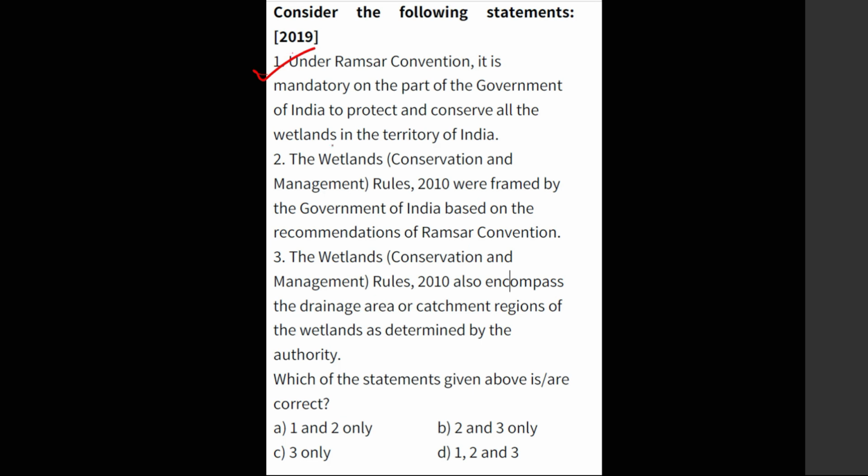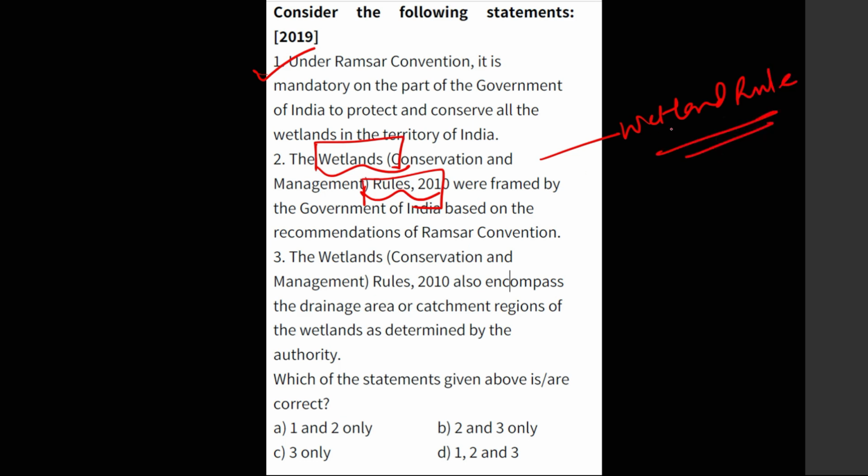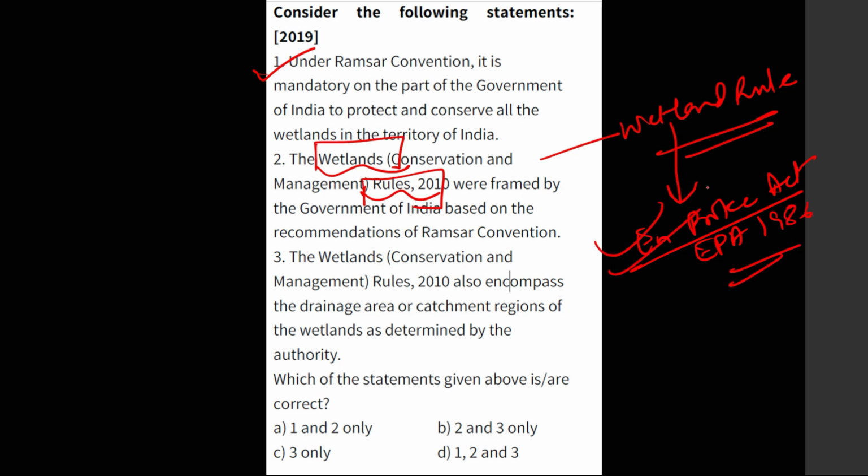So guys, you can see the next question which has come is on what? Ramsar Convention and the wetland rules. So you need to prepare these wetland rules. Let me tell you that these wetland rules are basically formulated under the Environment Protection Act, EPA, 1986. This is very important. So you should prepare the Ramsar Convention.